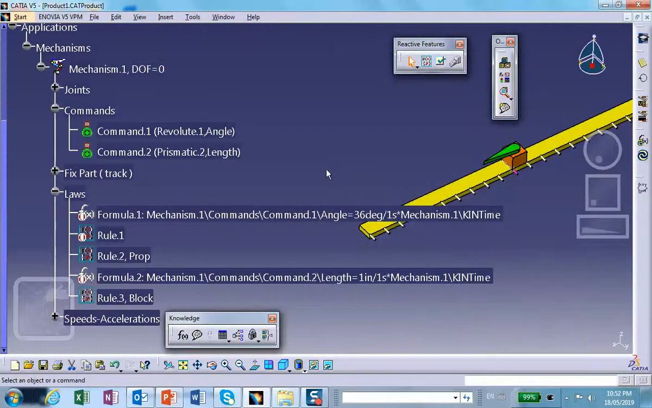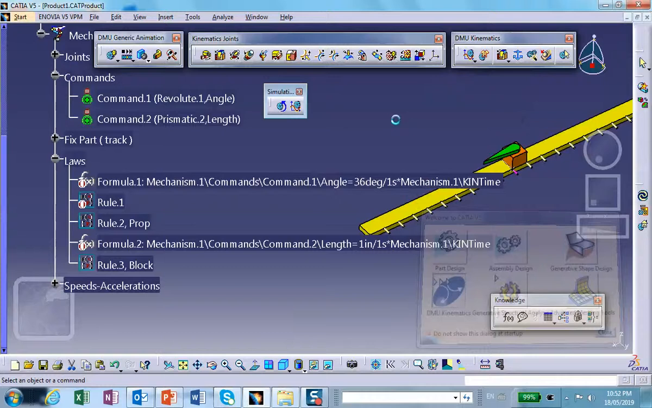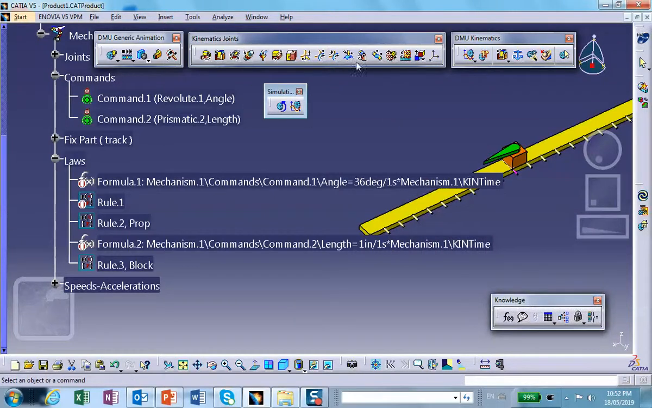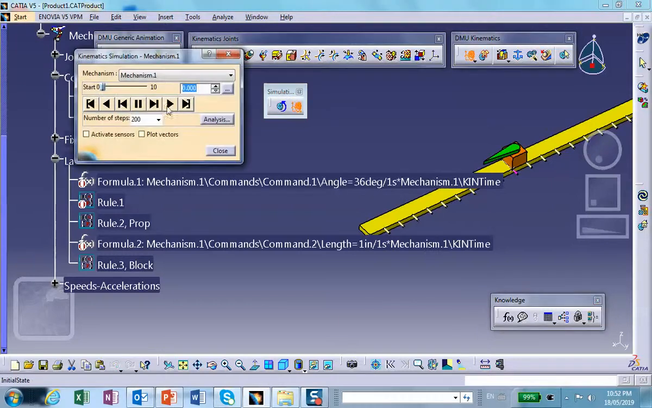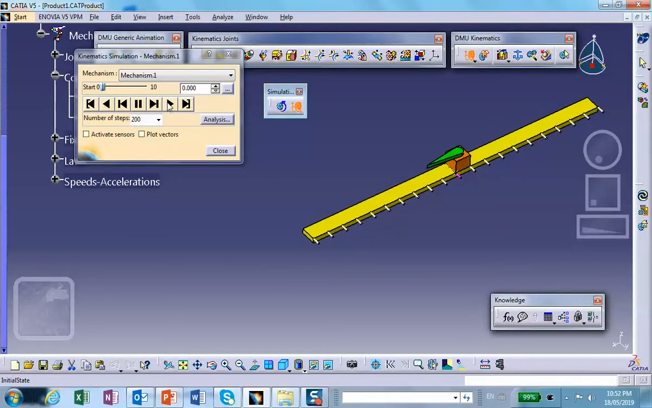So we have rule 2 for the prop, rule 3 for the block, and then we go to the DMU kinematics. 10-second, we already have the sensors here. I don't have to do that. So we go over a 10-second interval, and let me close this so that you can see this better. So we play it. You will see something wrong happen when we graph.